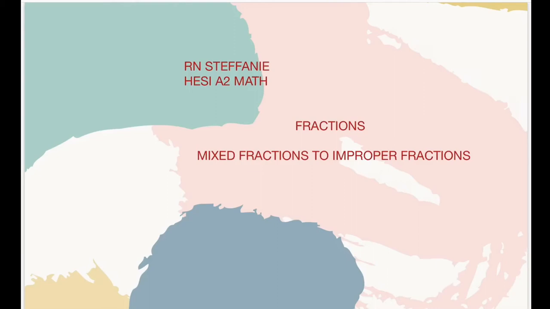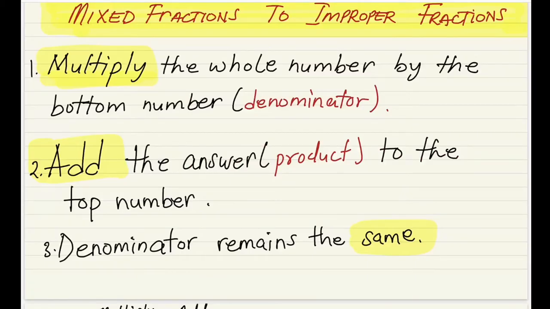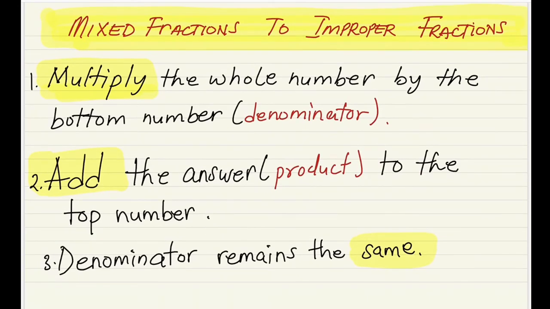My name is Stephanie, and in this video I will be explaining mixed fractions to improper fractions. So before I start, I would just like to explain a few things and then we'll get straight to answering questions. Number one says, multiply the whole number by the bottom number, which is the denominator. Number two, add the answer, which is the product, to the top number. And number three, the denominator remains the same.